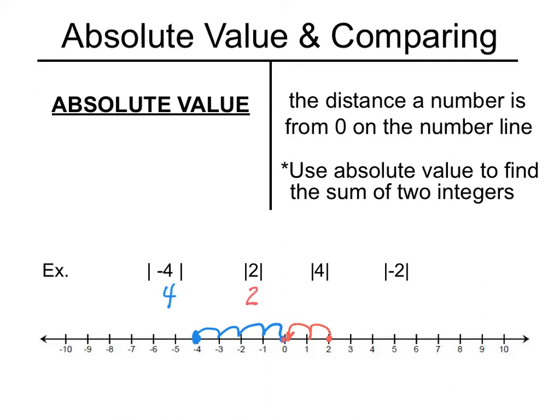All right, let's try absolute value of 4. That's our next example. Absolute value of 4. 4 is now 1, 2, 3, 4 spaces away from 0. So the absolute value of 4 is 4. And then the last one would be -2. So let's use black for that one. -2 is how far from 0? It's 1, 2 spaces away from 0. So the absolute value of -2 is 2.